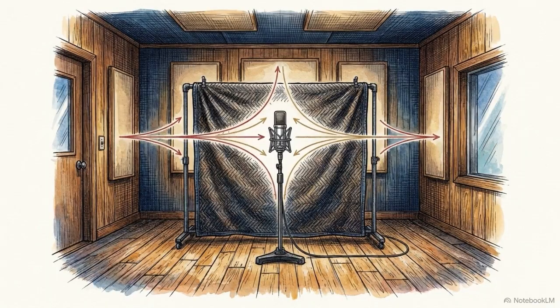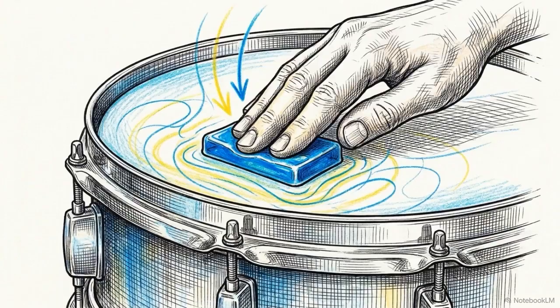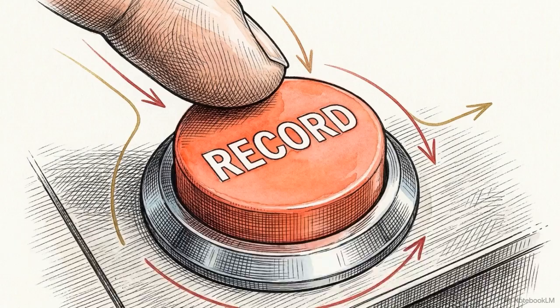Meaningful improvements come from simple experiments, moving the singer away from a wall, tuning the drumhead, or choosing a different guitar pick to change the transient. True audio engineering happens in the physical environment before the record button is pressed.